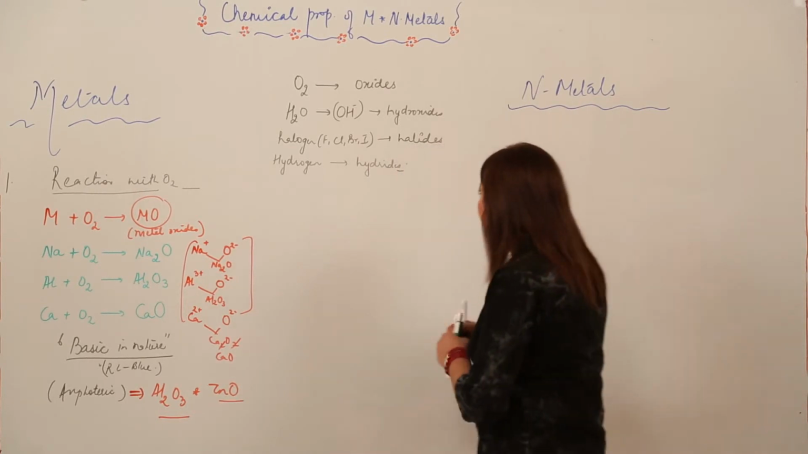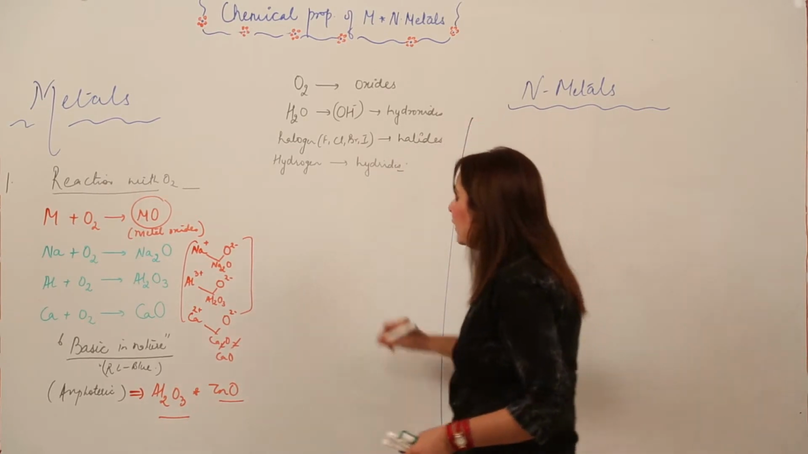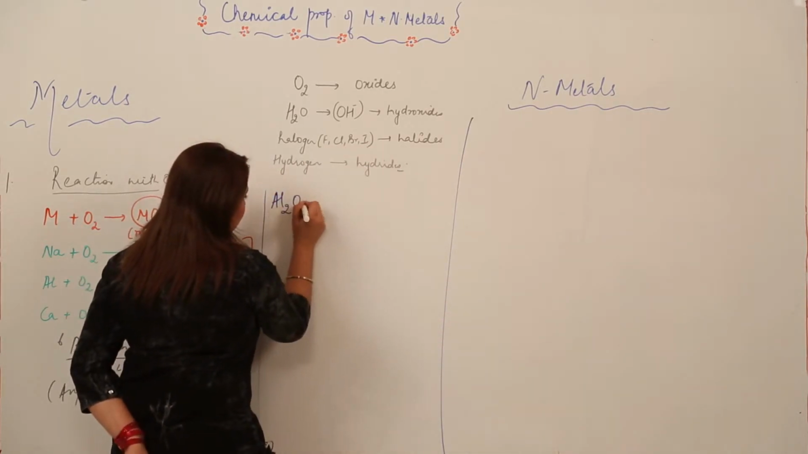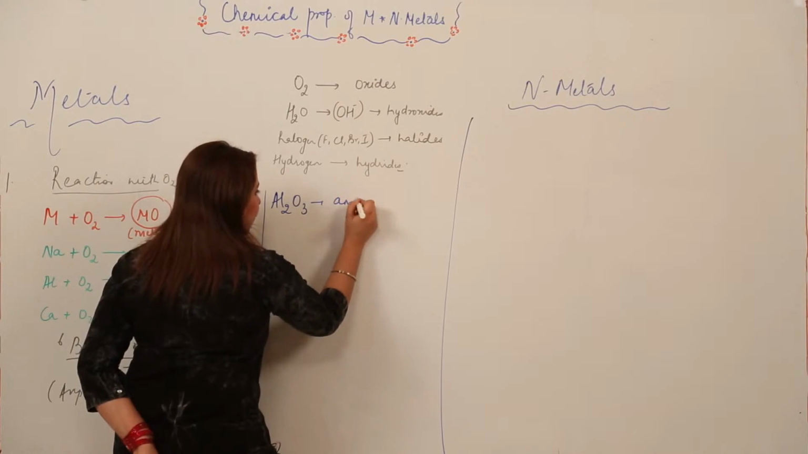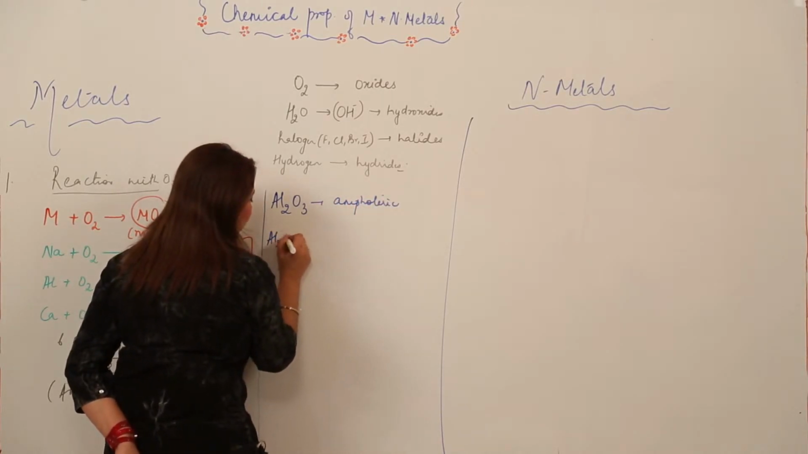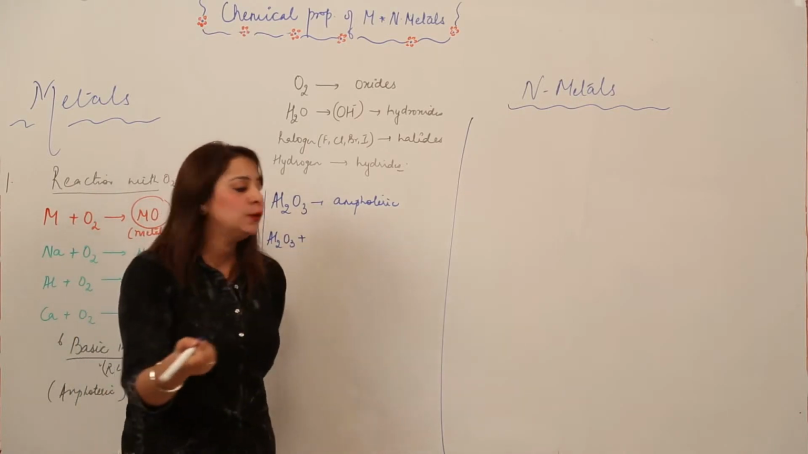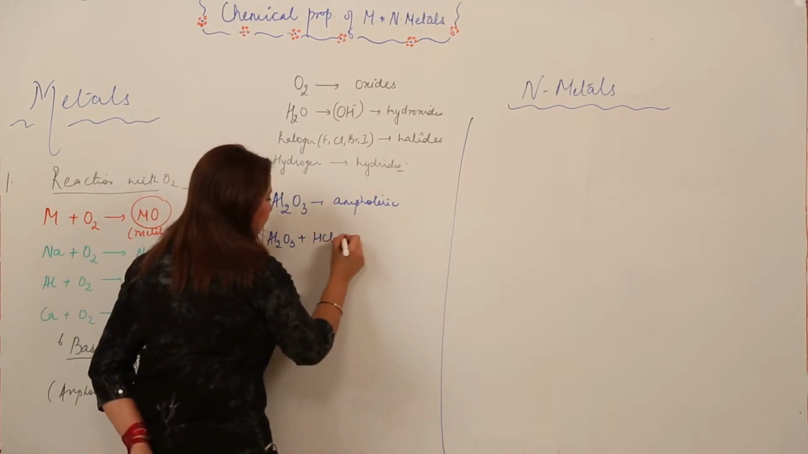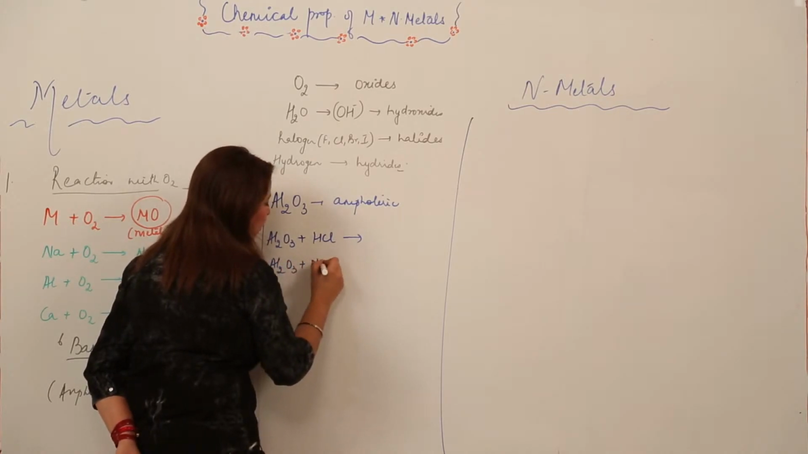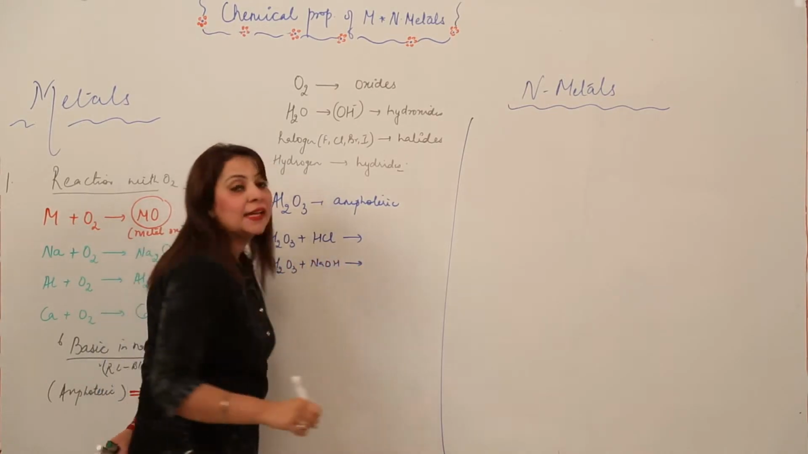Right. So if I wish to show that aluminium or zinc oxide is amphoteric in nature, see how I am going to show it. I am going to react it with an acid. Suppose the acid which I am taking is HCl. And in the second reaction, I need to react it with a base. Suppose I have taken a strong base, that is NaOH.